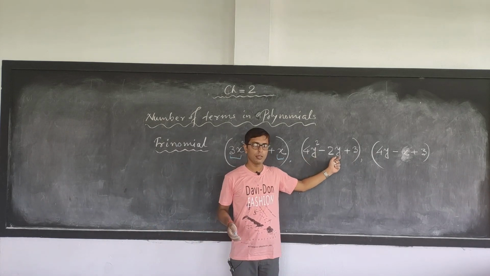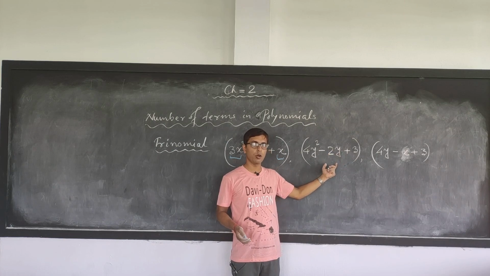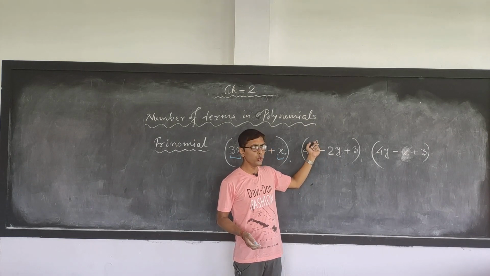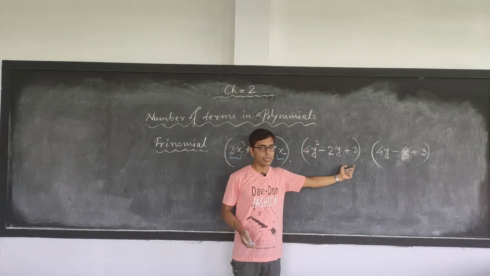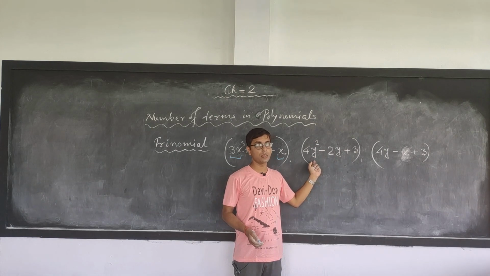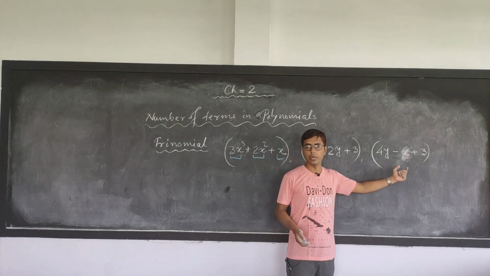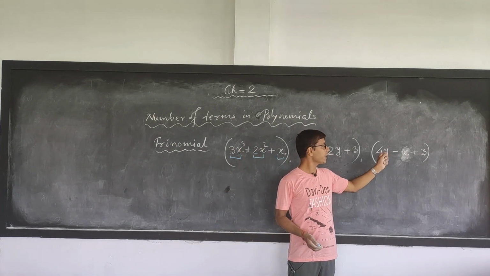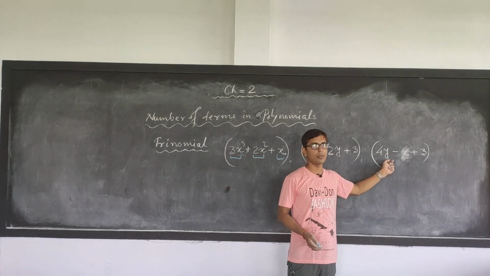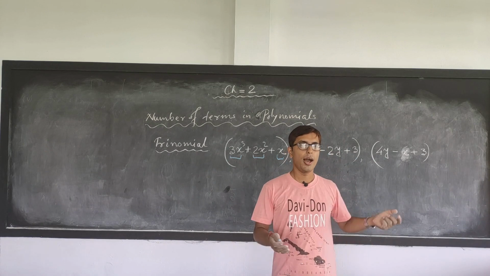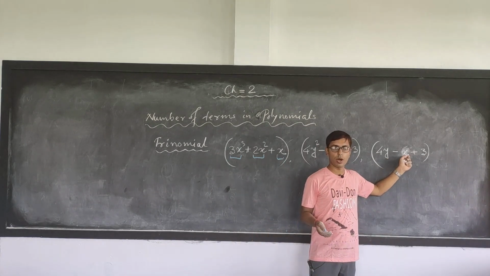This is a trinomial, and what is the degree of this polynomial? Degree means the highest power on the variable, and here it is 2. So this is a trinomial since there are 3 terms, and the degree of this polynomial is 2. Therefore it is a quadratic trinomial. Then this is a linear trinomial. It is because the highest power on the variable is 1 and there are 3 terms.